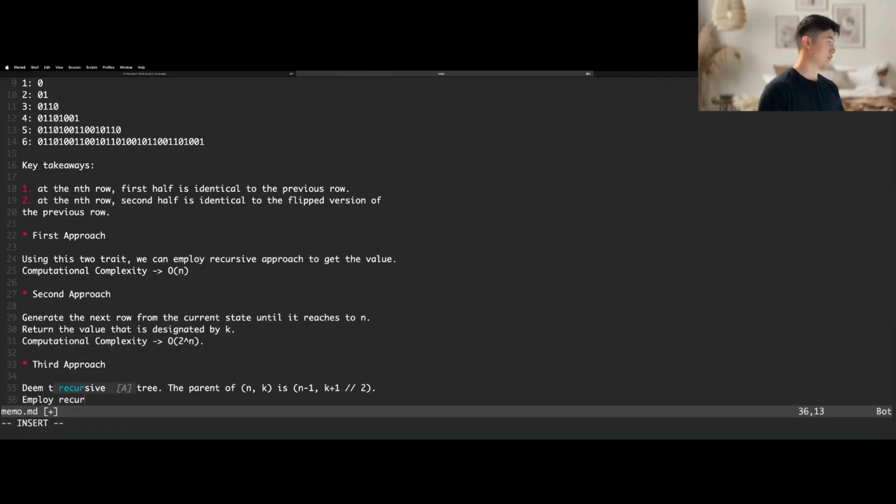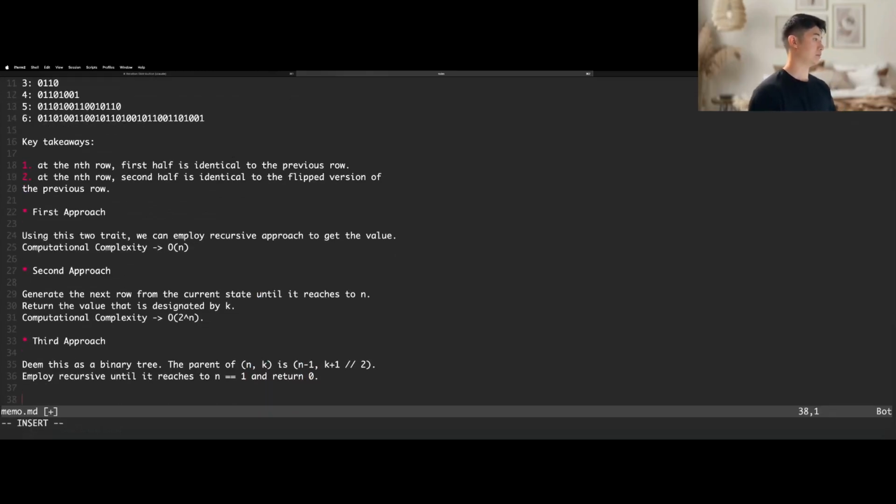Employ recursion until it reaches n equals 1 and return 0. Computational complexity will be O of n. O of n.